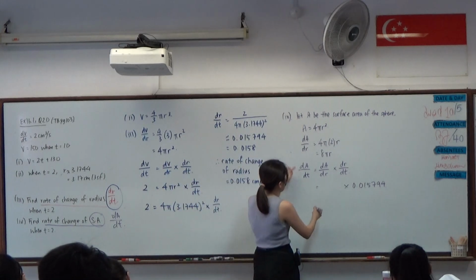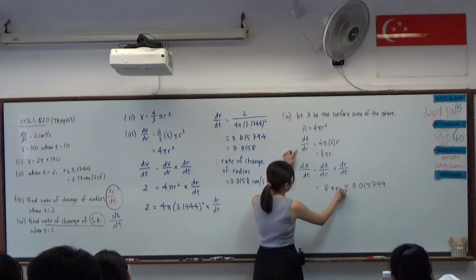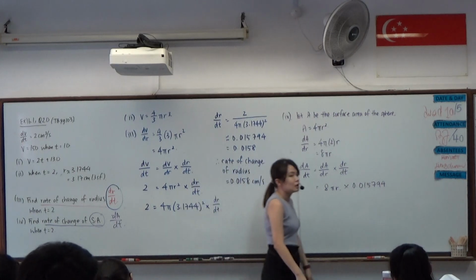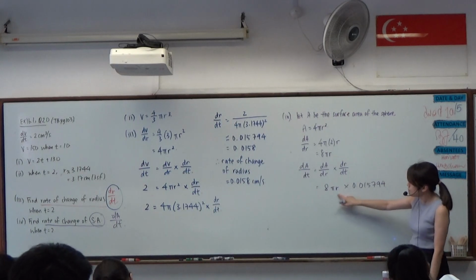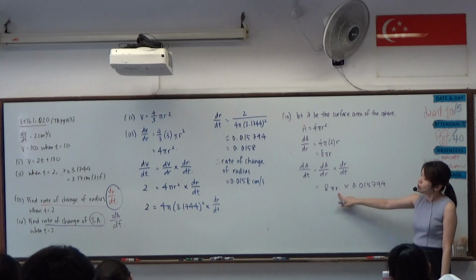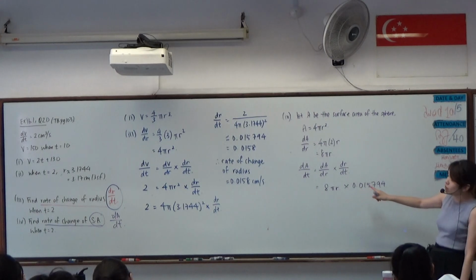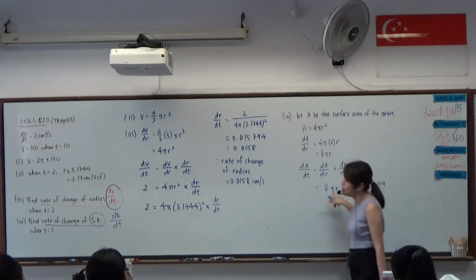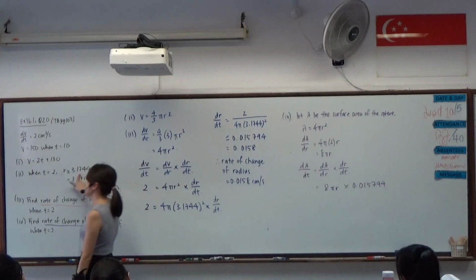And dA over dr is 8 pi r, and dA over dt is what I want to find. So the missing piece here is the r. We are focused on finding the value when t equals 2, so we want the r value when t equals 2. And that goes back to our answer in part 2.